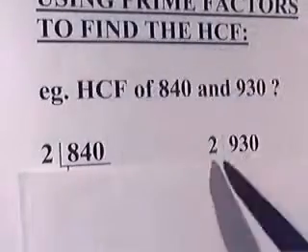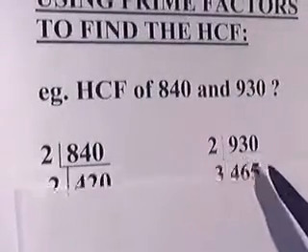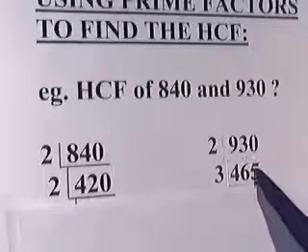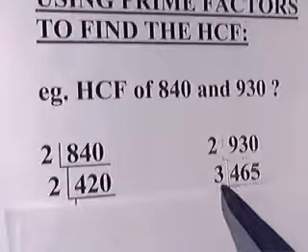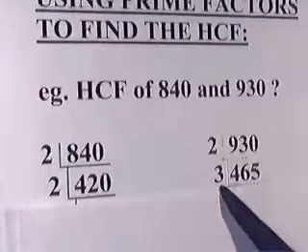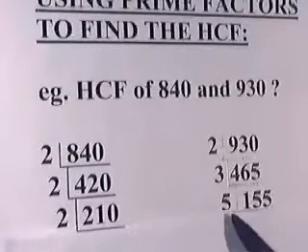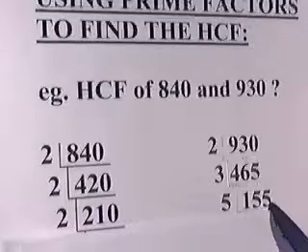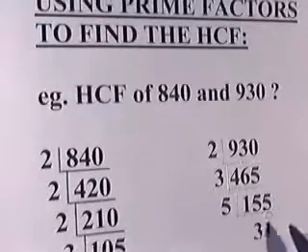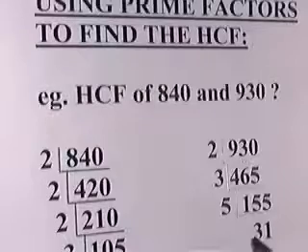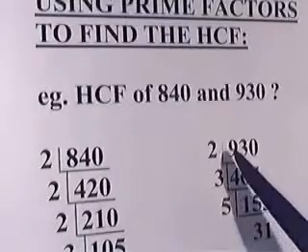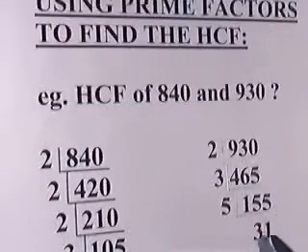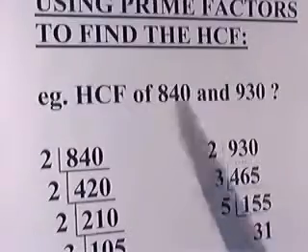Well, 2 will divide into it because it's an even number, and there's a 5 on the end, so I can't start again with 2. I have to go up to the next prime number, 3. 3 will divide into that, goes 155 times. 5 will divide into that 31 times. 31 is prime, so I can go no further. So I've now broken 930 up into its prime factors.